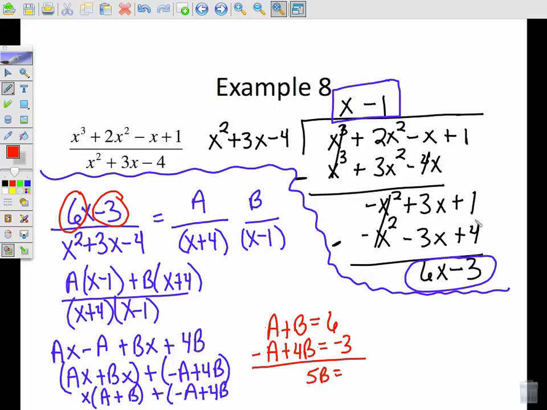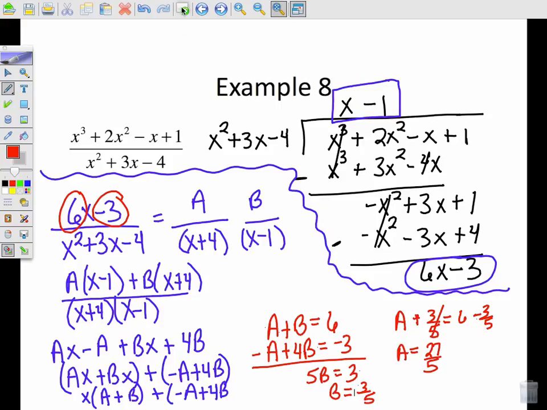If I solve this system using my old methods, it's 5b is equal to 3. So b is equal to 3/5. That's not very nice. Let's find our a value. I need to go back and substitute. So a plus 3/5 equals 6. So a is going to equal 6 minus 3/5, that's 30/5 minus 3/5, 27/5.